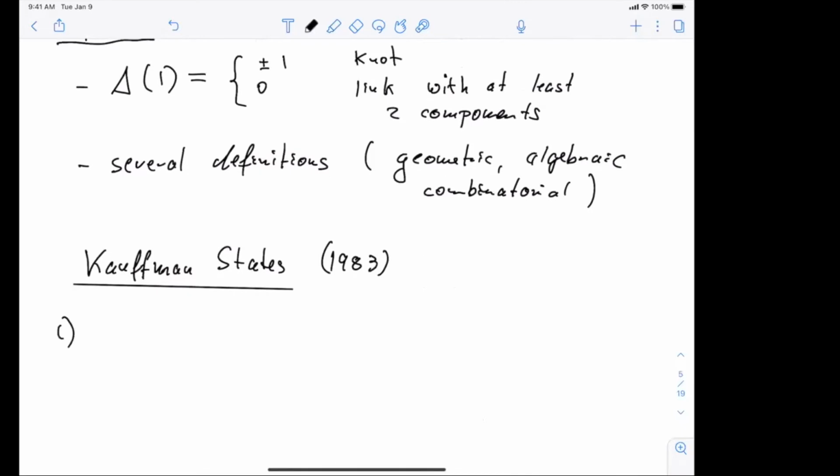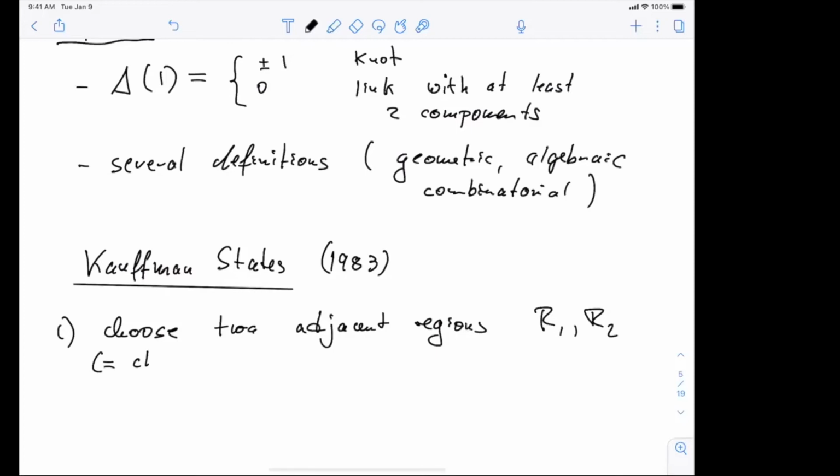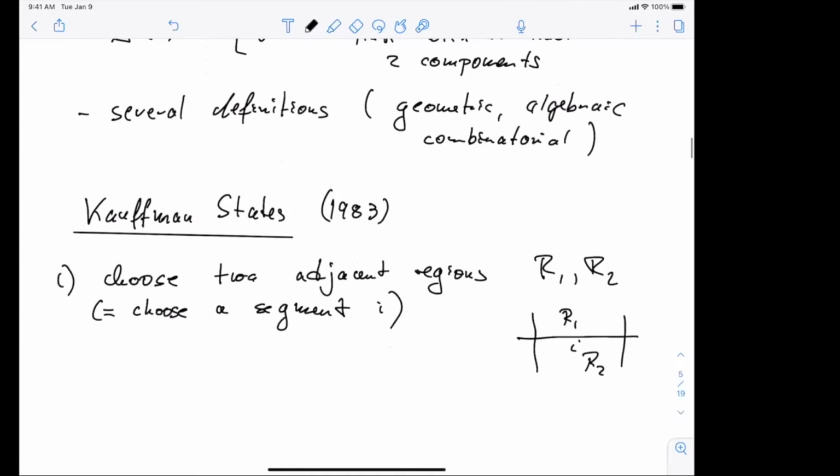So first, we have to choose two adjacent regions. Let's call them R1 and R2. This is the same as choosing a segment, since the regions are adjacent. So this looks like this. This is segment I, and then one region is R1, the other one is R2.